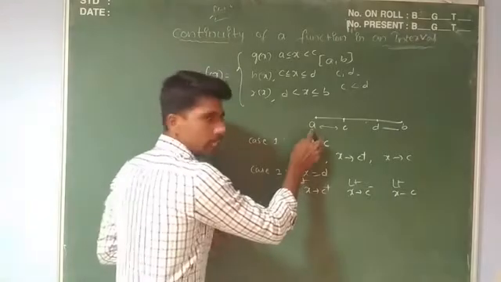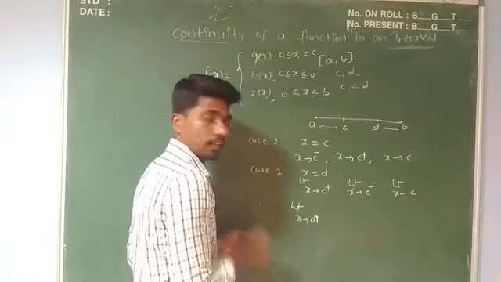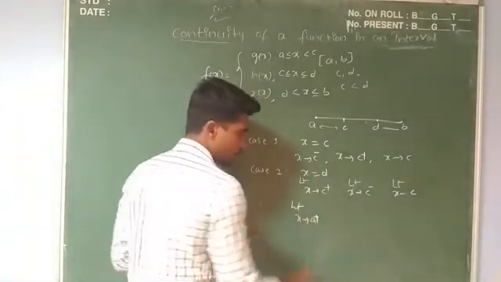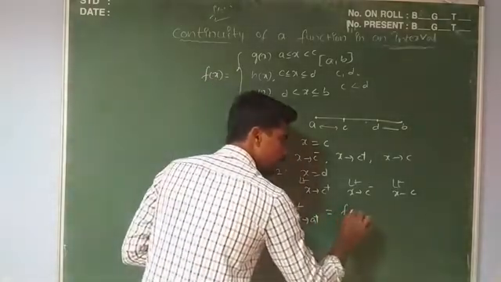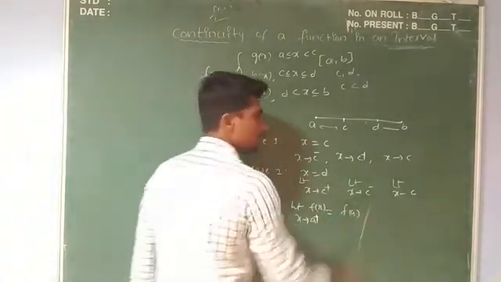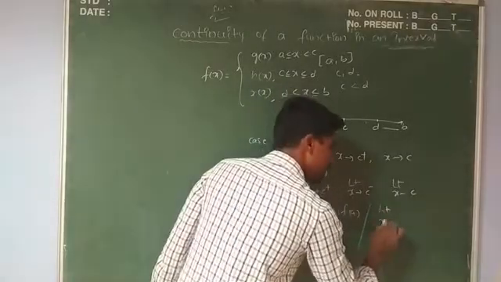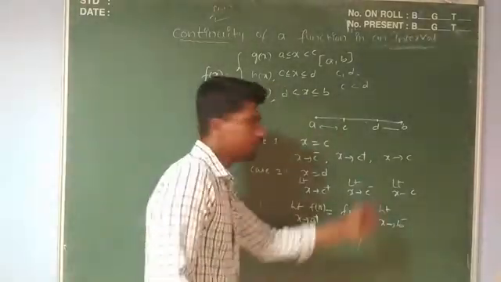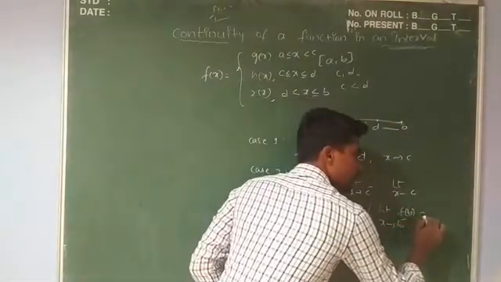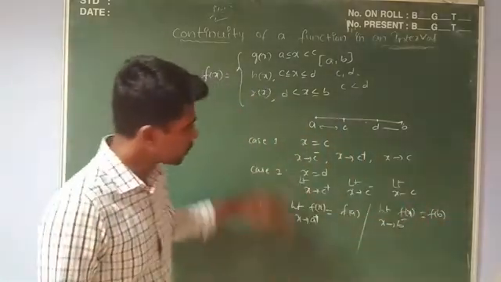At point A, the limit as x tends to A plus, the right limit of the given function at A, should be equal to f of A. Next, at point B, the limit as x tends to B minus, the left limit of the given function at B, should be equal to f of B. So I have to check all these conditions.